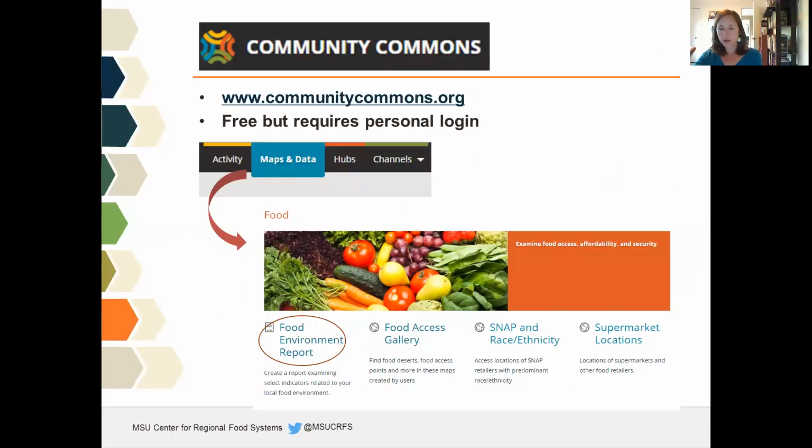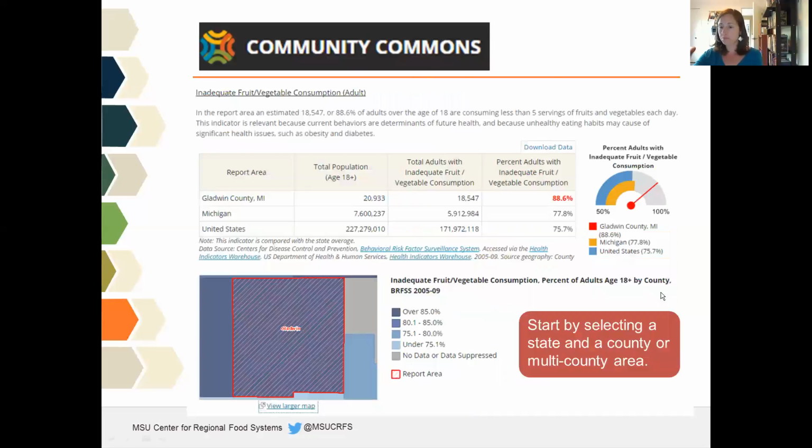I also want to share a little bit about another resource that Lisa didn't mention, but this is one that I find to be really user-friendly and pulls in data from a whole lot of different sources, and it's pretty easy to navigate. Community Commons is the name of the site. It is free, but it does require you to set up a personal login. For our purposes, the relevant section is likely this food environment report. So you go first to maps and data, and then food environment report.